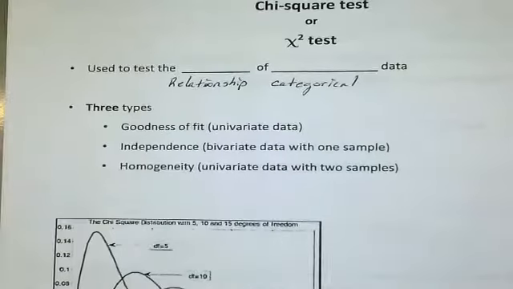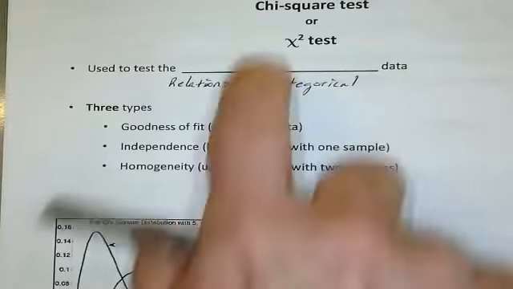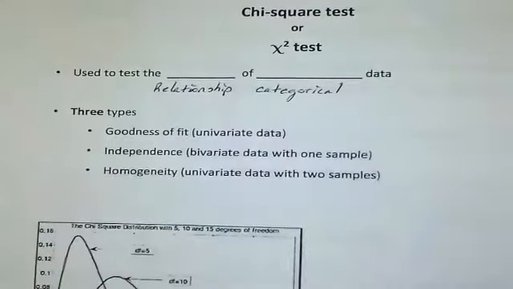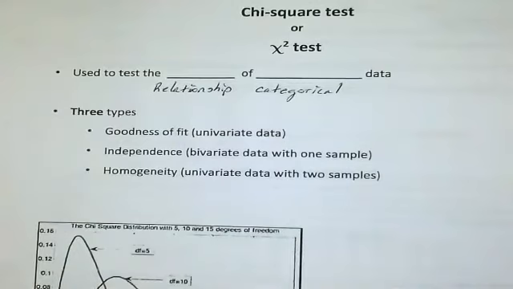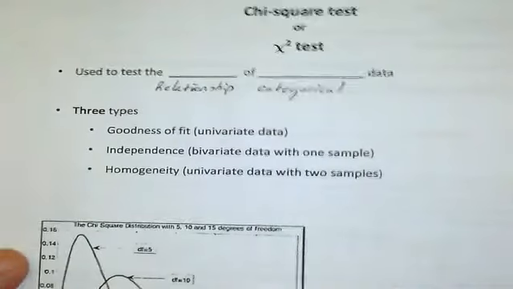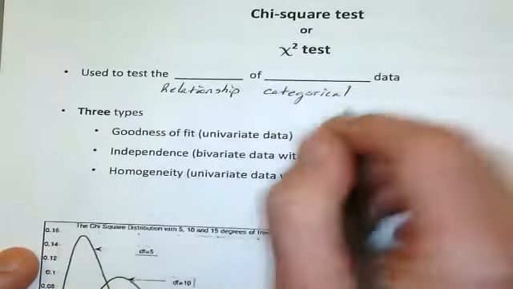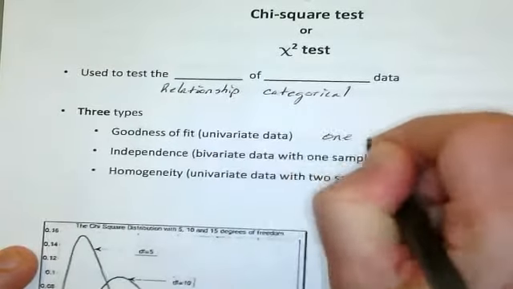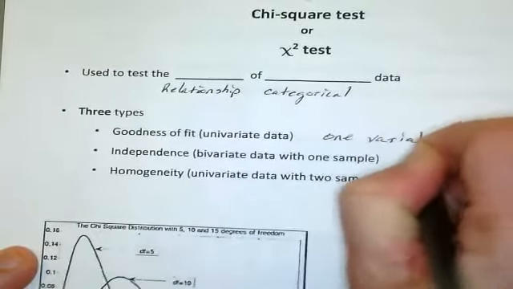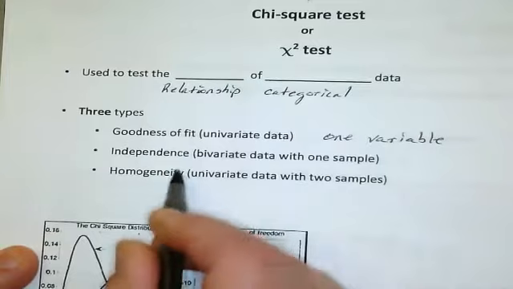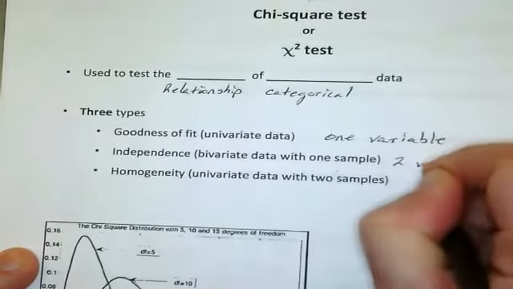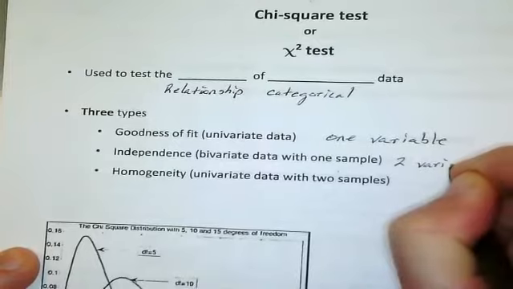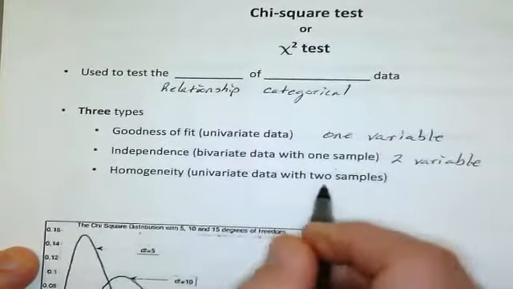All right, so as we look at the chi-squared test, or chi-squared, this is the Greek symbol for chi, not chi and not chi. We use it to test for relationships of categorical data. There are three types. There's goodness of fit, which is univariate, meaning one variable. Independence, which is a bivariate with one sample, meaning two variables that we're comparing to each other. And then homogeneity is one variate with two samples.